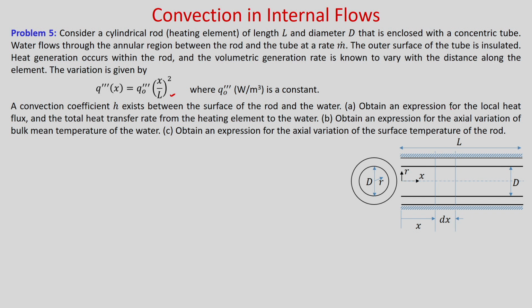So, A, obtain an expression for the local heat flux and the total heat transfer rate from the heating element to the water. B, obtain an expression for the axial variation of the bulk mean temperature of the water, and C, obtain an expression for the axial variation of surface temperature of the rod. So, you can see the inside tube. So, this diameter D is shown. So, this is the solid rod, okay, and it is the heat generating rod, heating element, and the flow is occurring in the annulus.